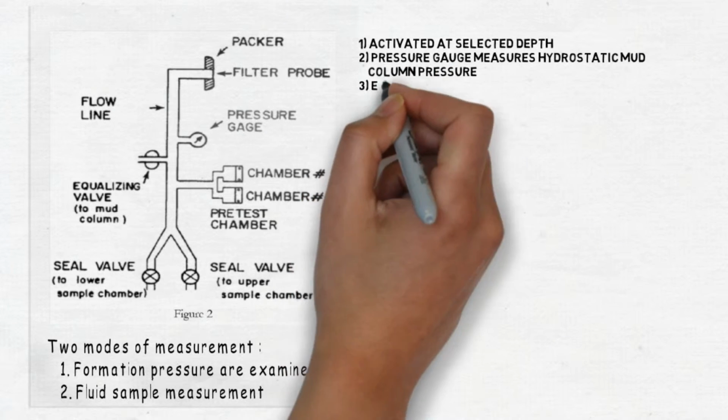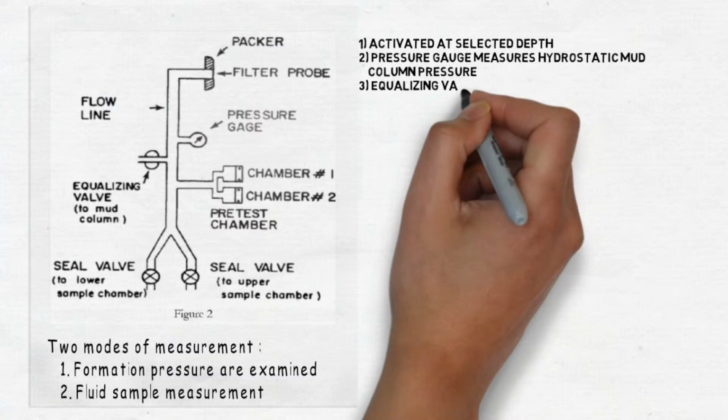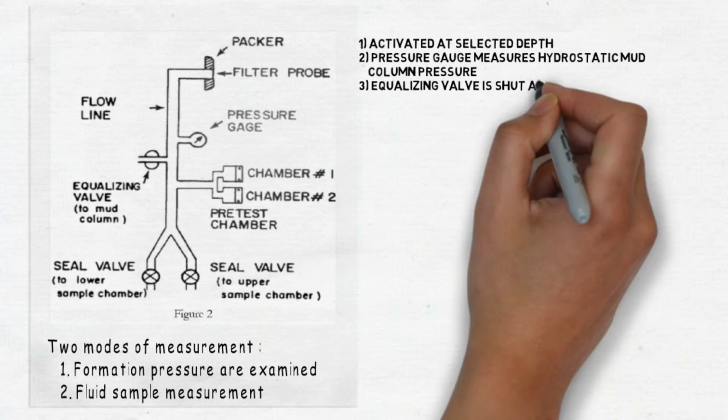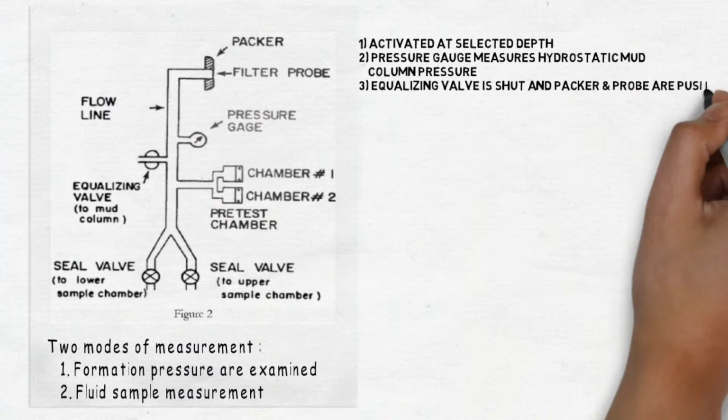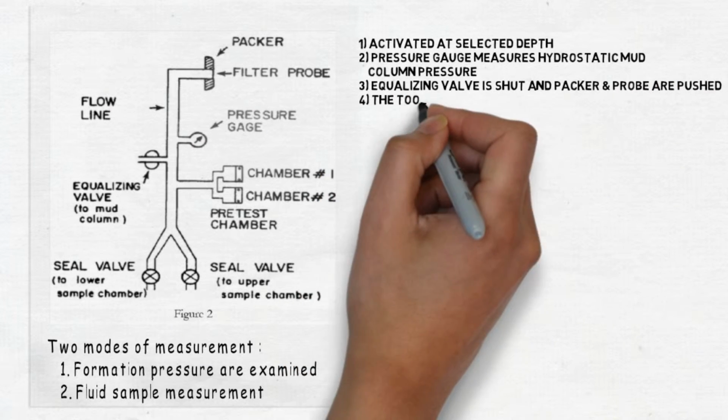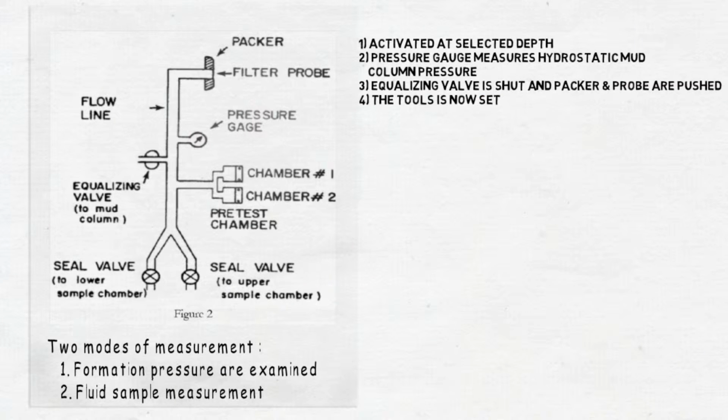Prior to activating the tool, the pressure gauge measures hydrostatic mud column pressure. Upon activation, the equalizing valve is shut and the packer and probe are pushed against the formation. The tool is now set. Within a few seconds, the piston of the pretest chambers begins to withdraw, causing fluids from the formation to flow into the tool through the packer and probe assembly.